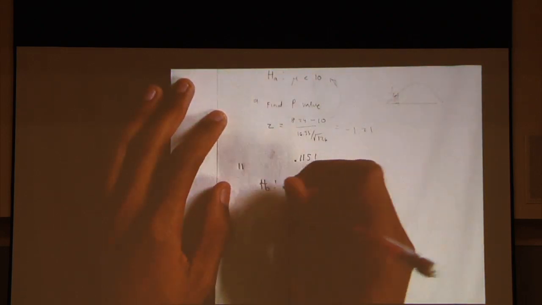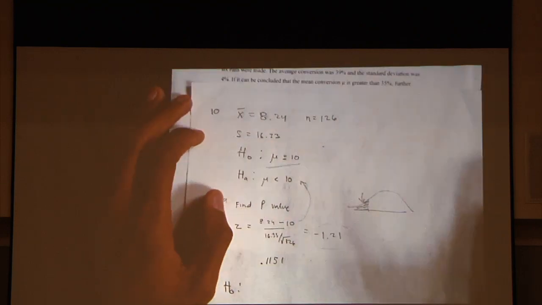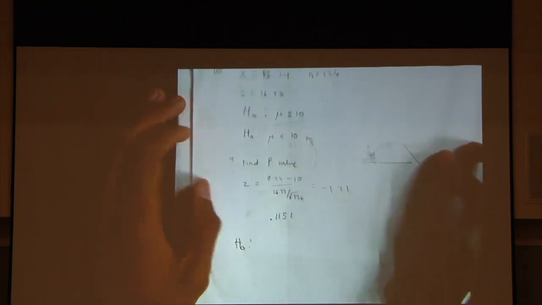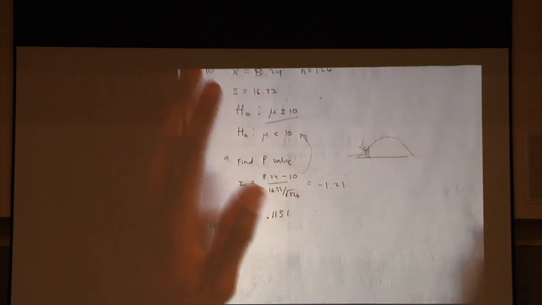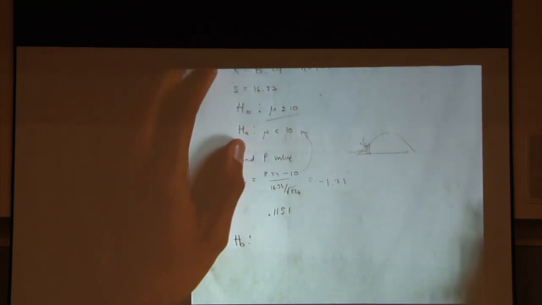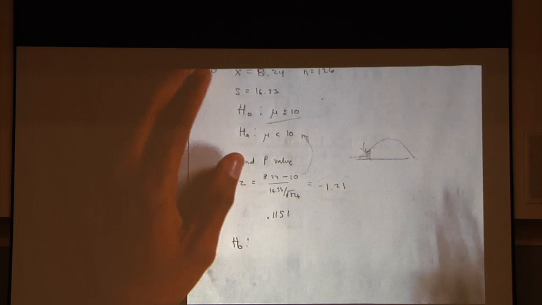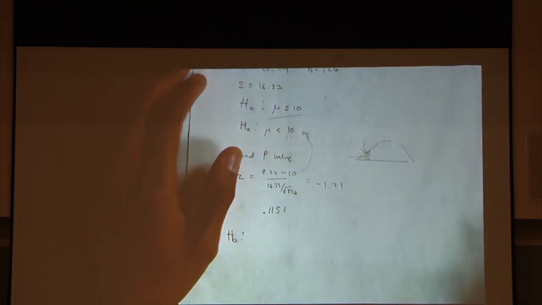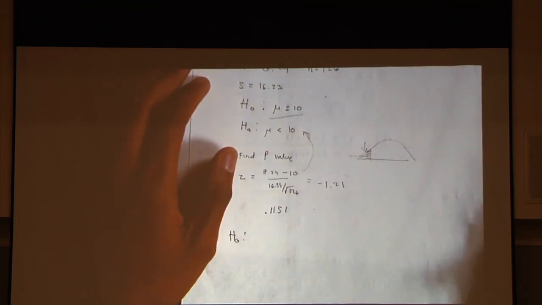So what is it? Mu is less than 0.5. The thing about this problem is they didn't give you an average, right? They didn't. So you wouldn't be testing a true mean value, right? Because they didn't give you a mean value.